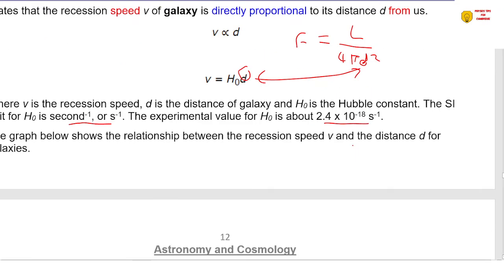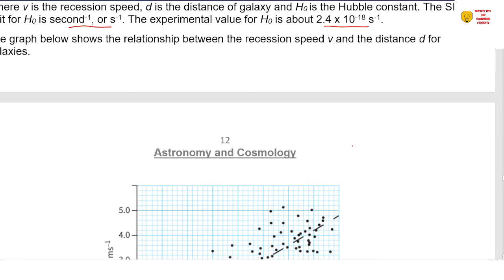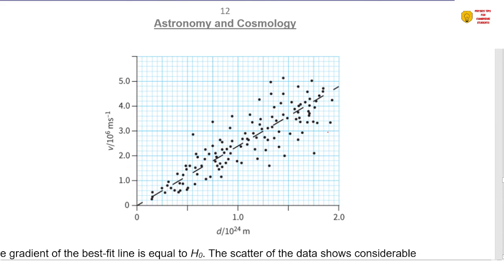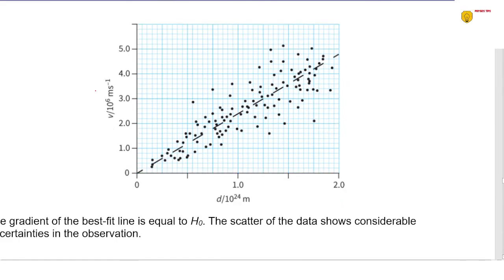Now the graph below here shows the relationship between the recession speed v and the distance d of the galaxies. So this is the speed, and then this is the distance. Right, so as you can see, there is a scatter of points which just represents the uncertainties in the observations when the experiment was done. But they all lead to the fact that there is the direct proportionality between v and d, since our graph is passing through the origin.